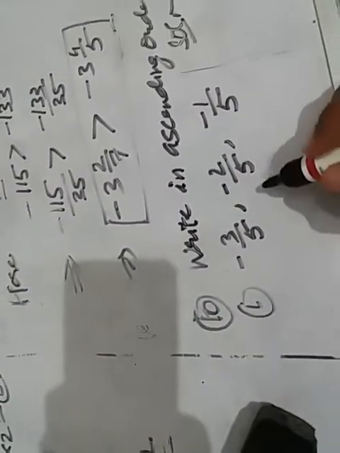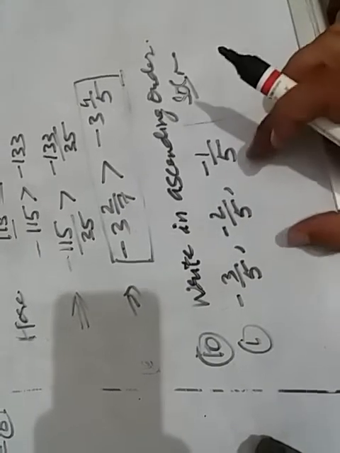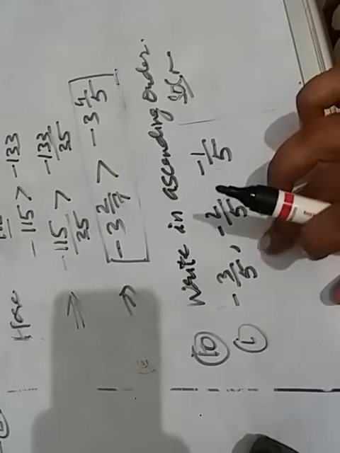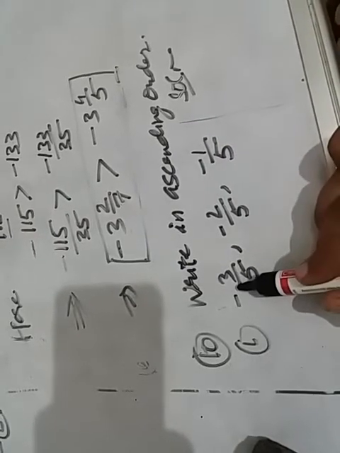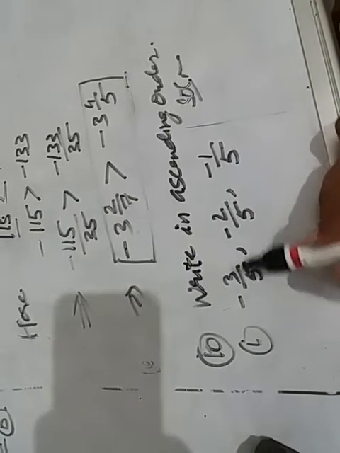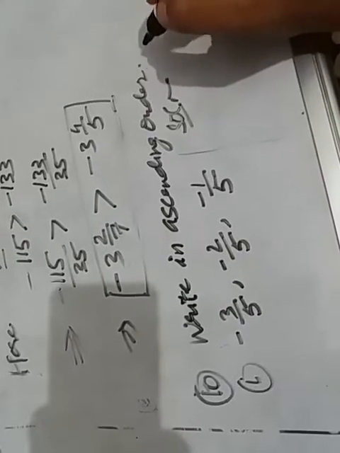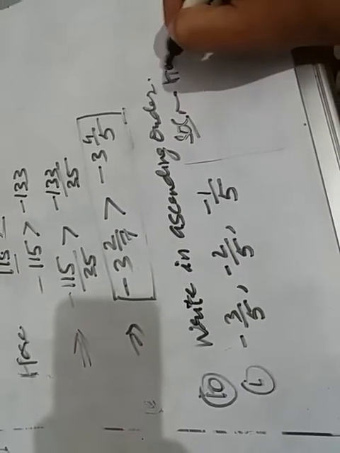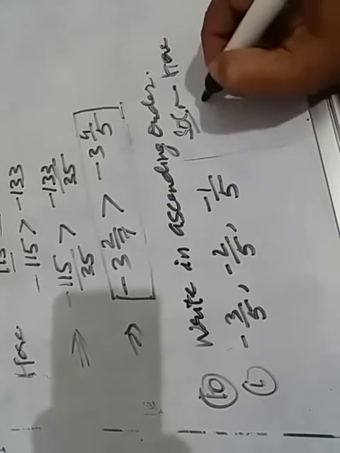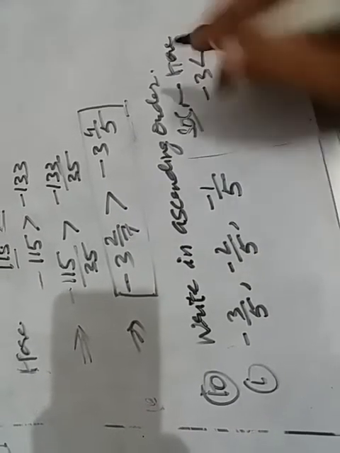Okay children, so here we see minus 3. See children, here all are what? All are like rational numbers, means their denominators are the same. This implies minus 3 is the smallest number. This implies that here we can arrange them. Minus 3, here minus 3 is the smallest number.